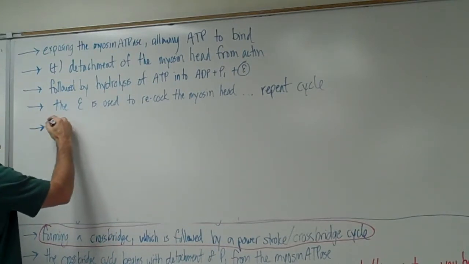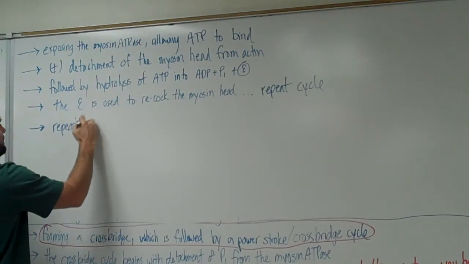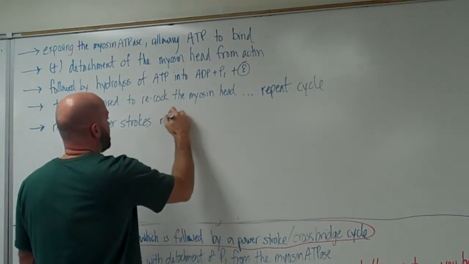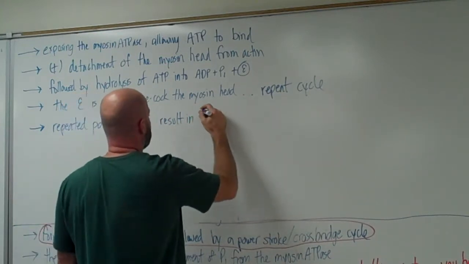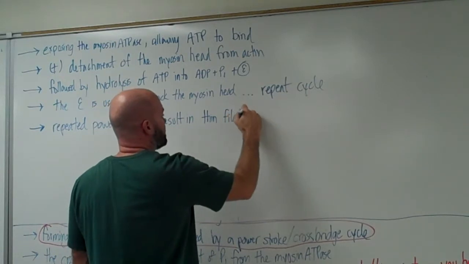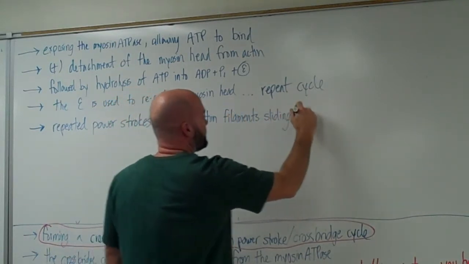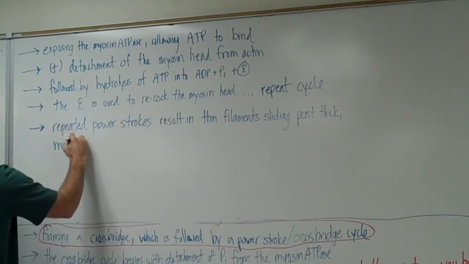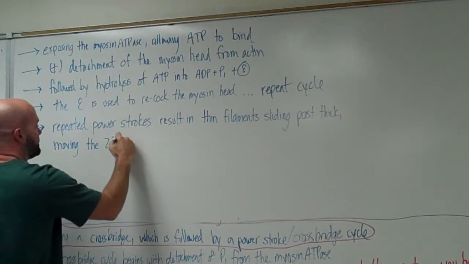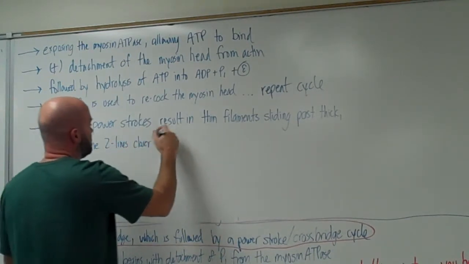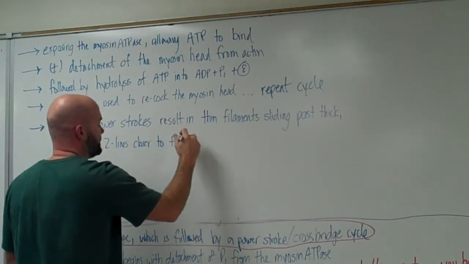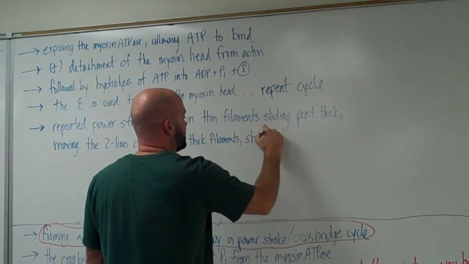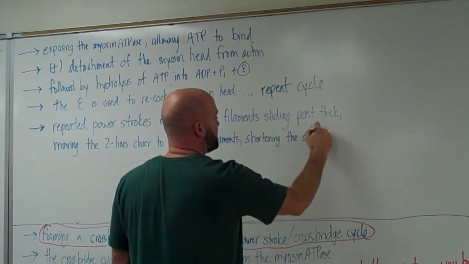Sliding filament mechanism. Repeated power strokes result in thin filaments sliding past thick, moving the Z lines, Z discs, closer to the thick filaments, shortening the sarcomeres.